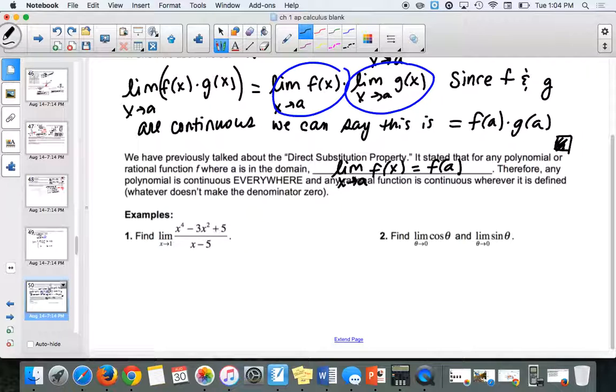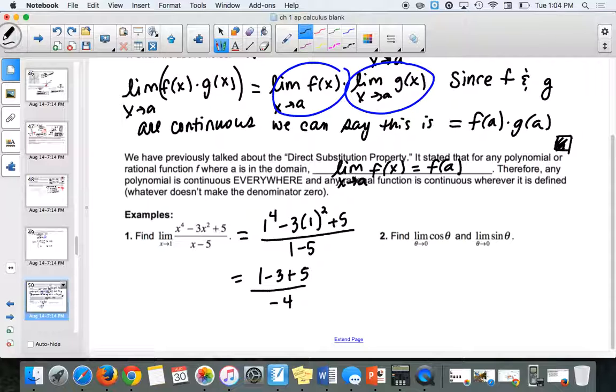For this, find the limit as x goes to 1. Do you see how you can just plug in 1? So I get 1 to the 4th minus 3 times 1 squared plus 5, all over 1 minus 5. So I get 1 minus 3 plus 5 all over negative 4. What do we get? 6 minus 3 is 3, so negative 3/4. So it's continuous at 1 because it was the same as when we plugged in 1.